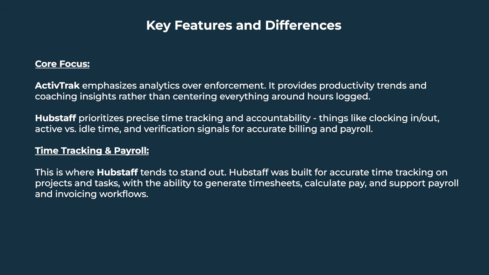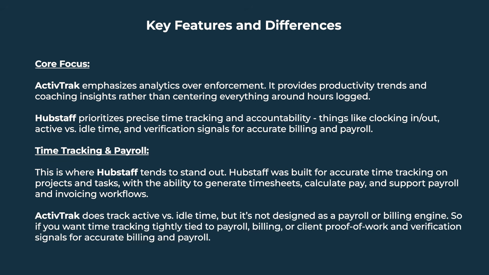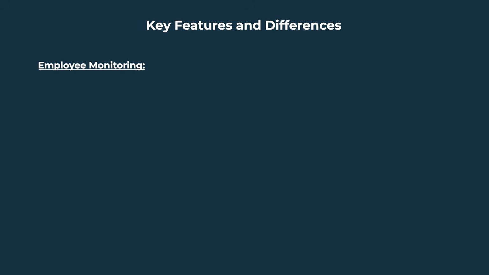Time tracking and payroll. This is where Hubstaff tends to stand out. Hubstaff was built for accurate time tracking on projects and tasks with the ability to generate timesheets, calculate pay, and support payroll and invoicing workflows. ActivTrak does active versus idle time, but it's not really designed as a payroll or billing engine. So if you want time tracking tightly tied to payroll, billing, or client proof of work, Hubstaff will typically be the better fit.